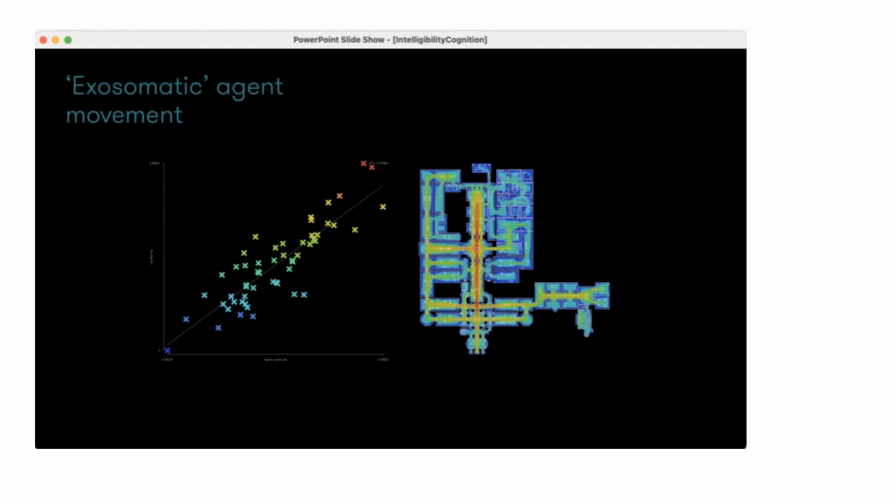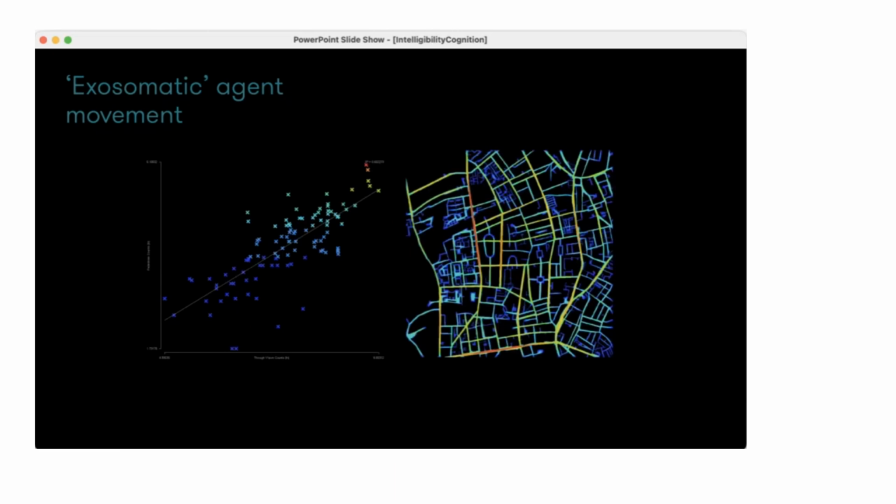But if you look at these over time, the individual paths may not look all that convincing, but you can see the distribution of the agents is very closely correlated to the distribution of people walking in real spaces. So this is an example of the Tate Gallery. I think the next slide, here's an example of streets in London. It works at all scales.